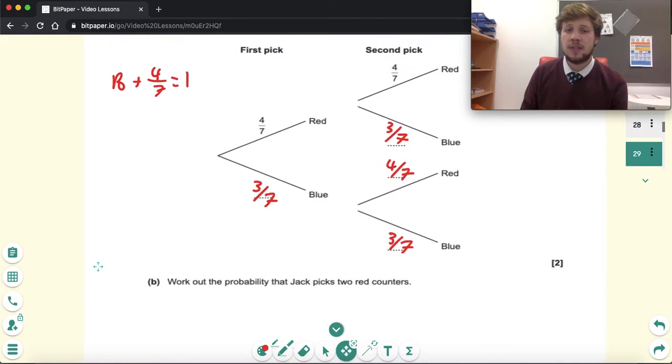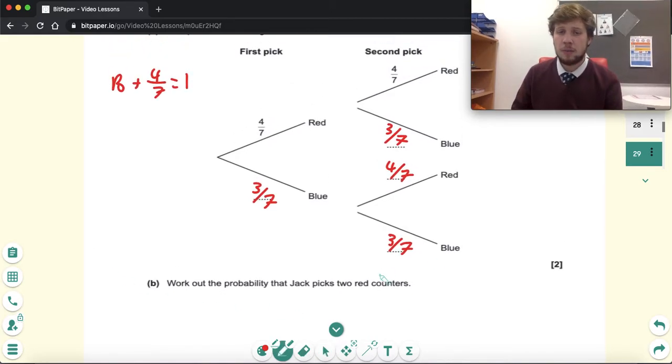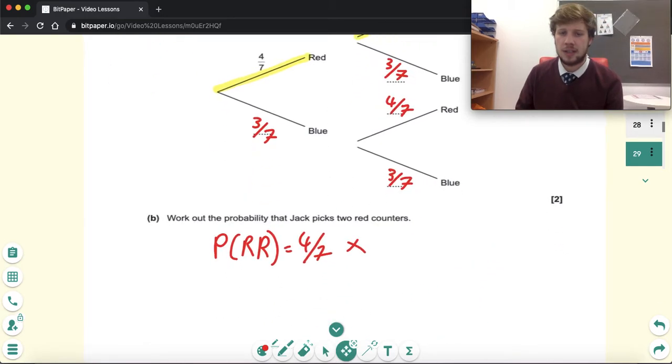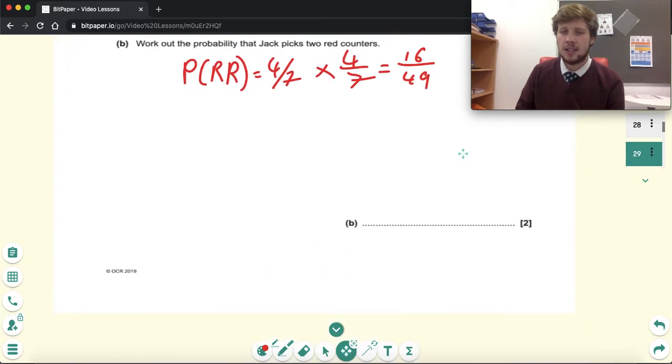Work out the probability that Jack picks 2 reds. Well, the probability of 2 reds would be 4 over 7 multiplied by, because I've had to go down here and then I've got red again, so I've had to multiply it by 4 over 7 again. 4 over 7 times 4 over 7. 4 times 4 is 16. 7 times 7 is 49. So my final answer would be 16 over 49.